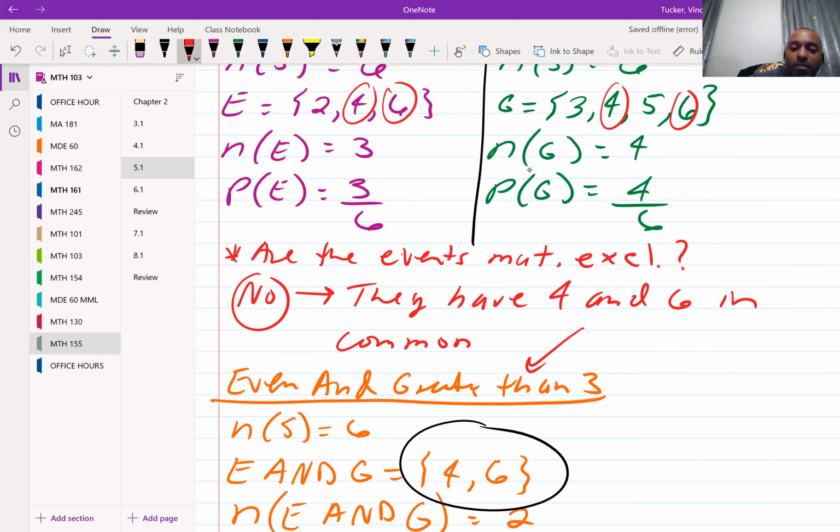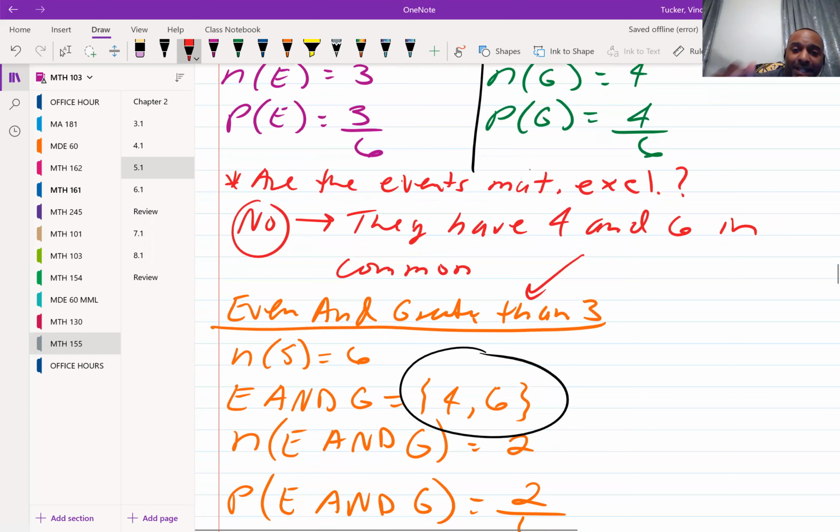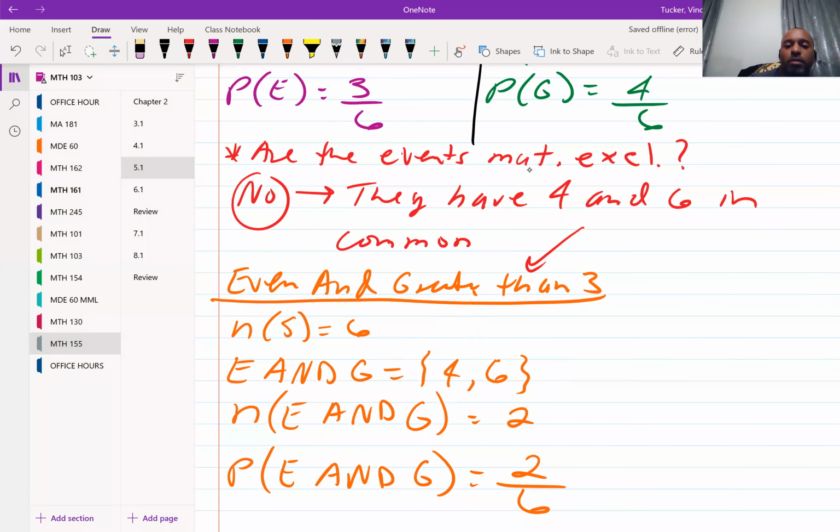So we look at the probability of even and greater than 3. Even and greater than 3 would be 4 and 6. We already talked about that. So that means the probability of being even and greater than 3 would be 2 over 6. Those two outcomes of 4, 6 would be the 2, and we do 2 over 6.